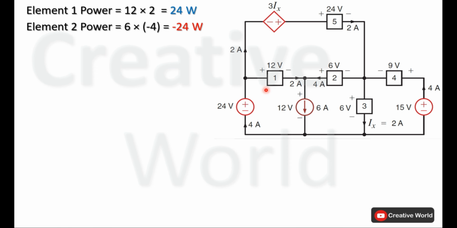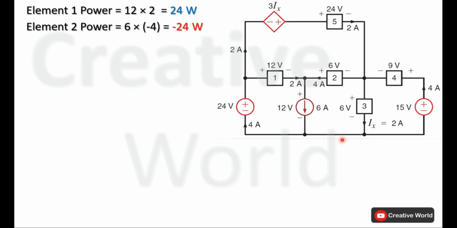Next is element 2. Voltage across element 2 is 6 volt and current through it is 4 ampere. This current is entering from the negative terminal and leaving from the positive terminal, so this current will be taken with minus sign. Power of element 2 will be 6 multiplied by minus 4, that is minus 24 watt. Because of minus sign, this power is being supplied through element 2.